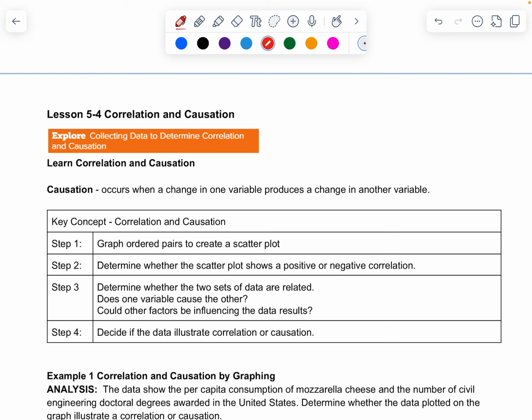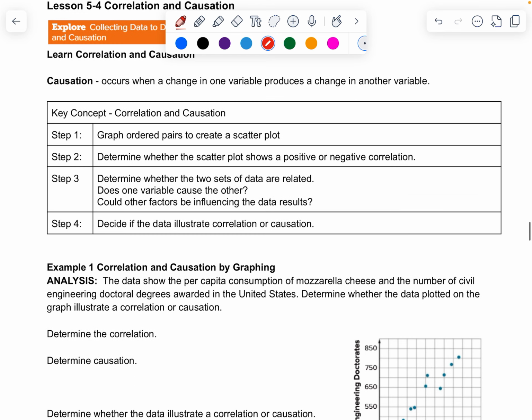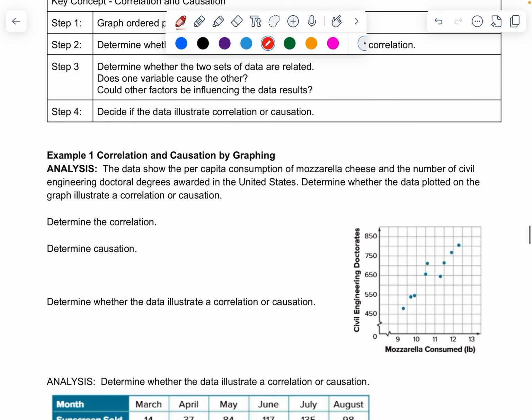Okay, so let's look at this. We're going to graph the ordered pairs to create a scatter plot. Then we're going to determine whether the scatter plot shows positive or negative correlation. Determine whether the two sets of data are related. Does one variable cause the other? Could other factors be influencing the data results? Decide if the data illustrates correlation or causation.